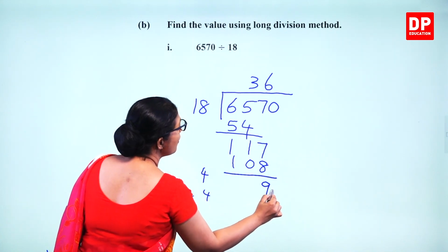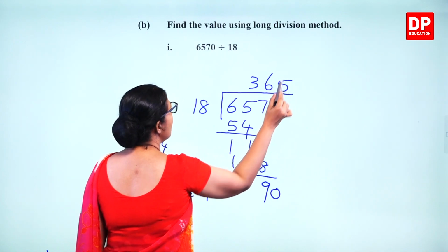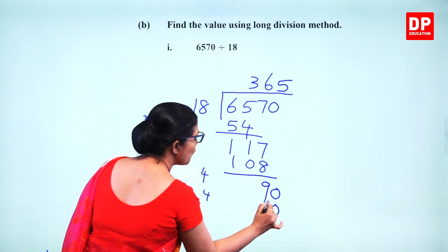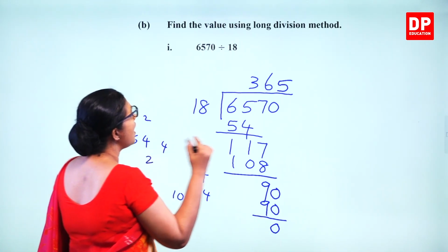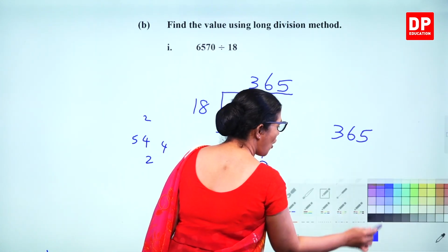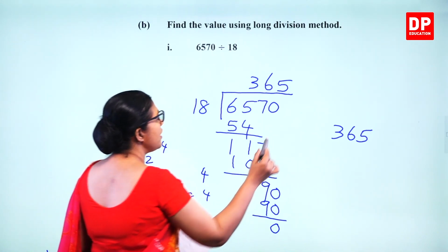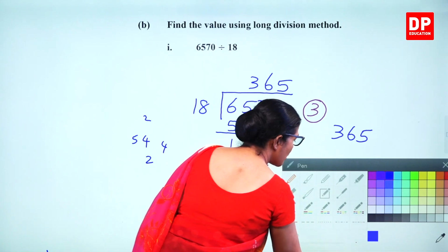And take this 0. For 90, that's 5. 5 times 8, 40, 4 remaining. 5 times 1, 5 plus 4, 9. So remainder 0. So what's the answer? 365. So how many marks for that? 3 marks. So 8 plus 3, 11 marks for that question.